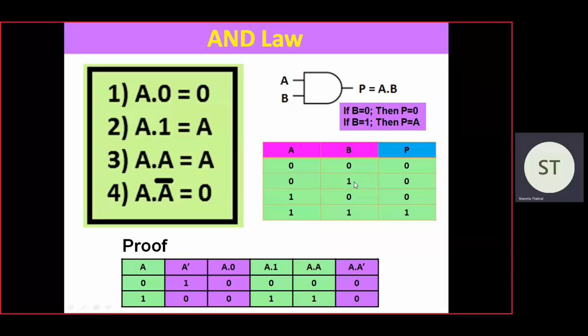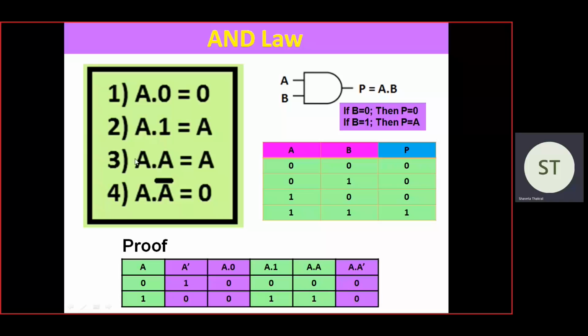And if we put B equal to 1, you can see that if A is 0, P is 0, and if A is 1, P is 1. For these two cases, B is 1. So here A is passed to the output. If A is 0, P is 0. If A is 1, P is also 1. So from this logic of the AND gate, we can say that if one of the inputs is 0, then the output will be 0. And if one of the inputs is 1, then the output is the same as the other input.